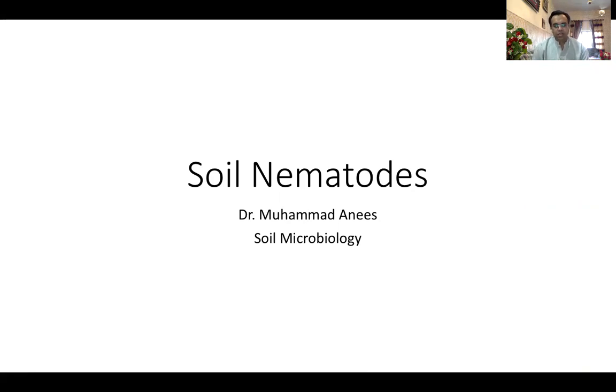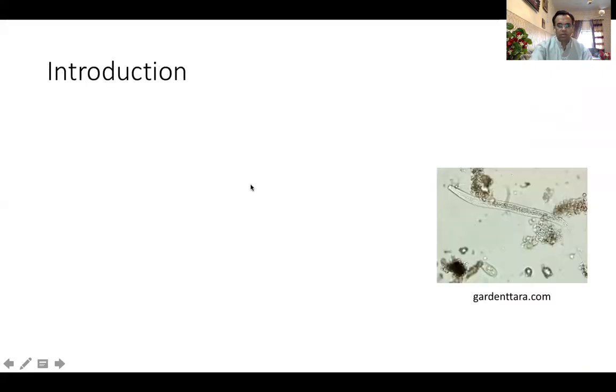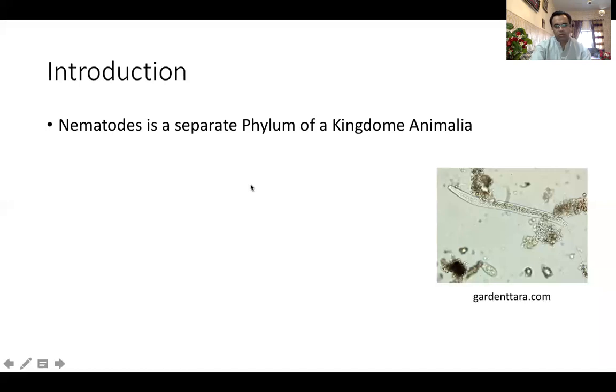Today my lecture is about another population of microorganism in the soil. You can say microorganism because these are also too small to be visible with naked eye. These are known as nematodes. Nematodes belong to a separate phylum of kingdom Animalia. As you can see, these are basically worms.